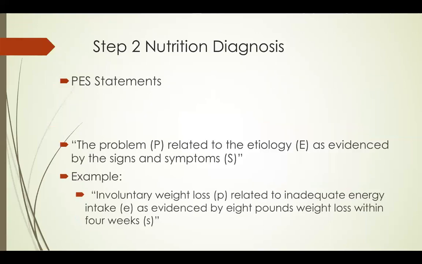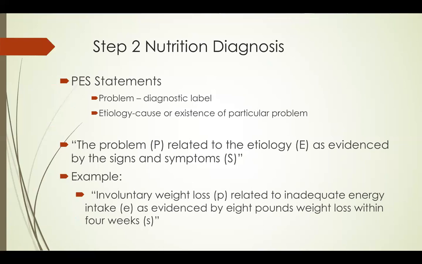When we form the nutrition diagnosis, we form it in a very specific way. When I say form, I mean write. And so we have to write the nutrition diagnosis using something called a PES statement. P stands for problem, or the diagnostic label. So for example, a problem could be overweight. A problem could be altered nutrition-related lab values.